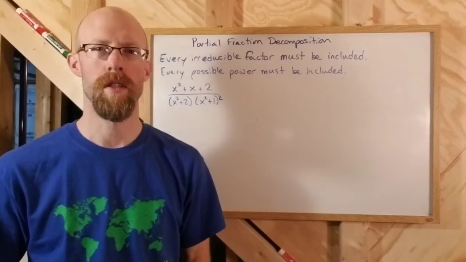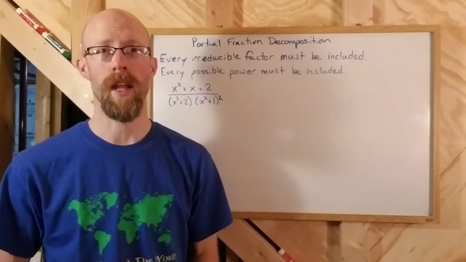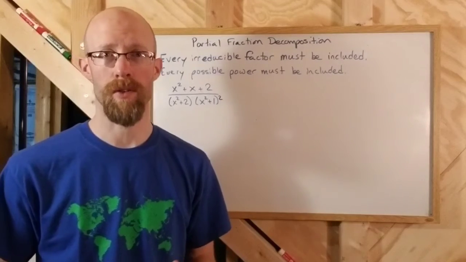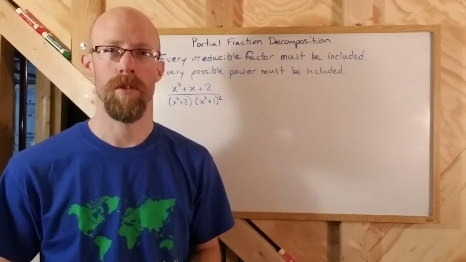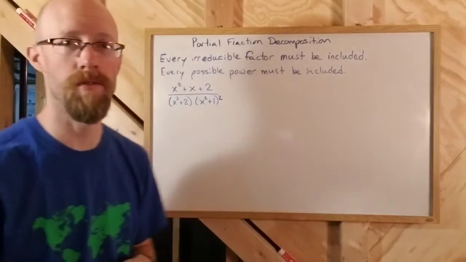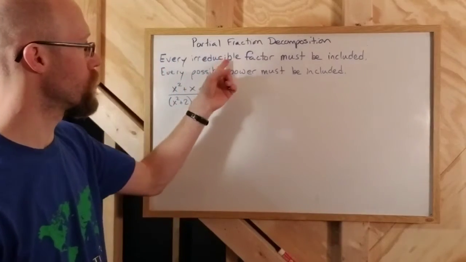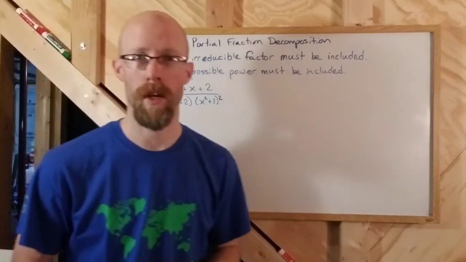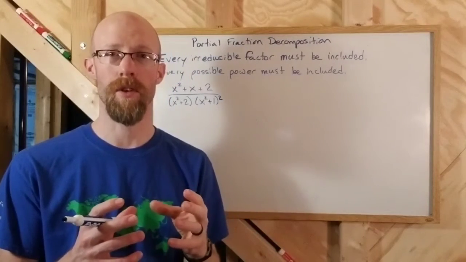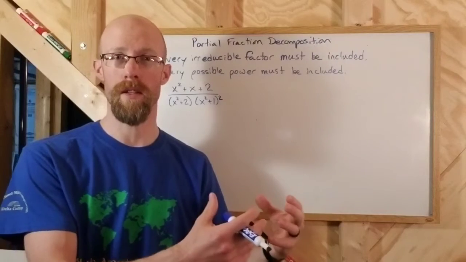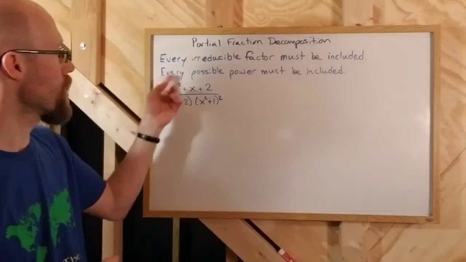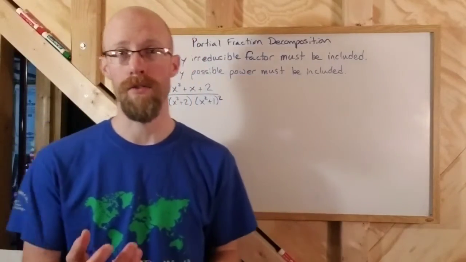Now that we've looked at the different types of linear factors that we could have in the denominator, we're going to start expanding that to quadratic factors. But a couple general rules need to be held. The first one is that every irreducible factor must be included. If you can't factor the factor any further, you have to include it in the denominator of one of the other fractions. And the other rule is that every possible power of those factors must be included.